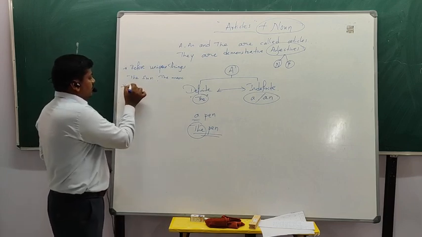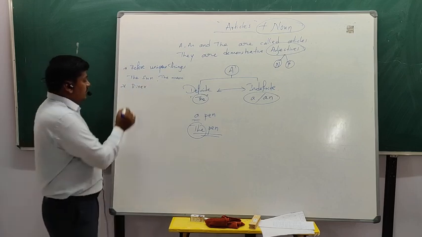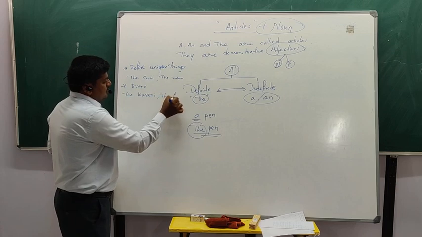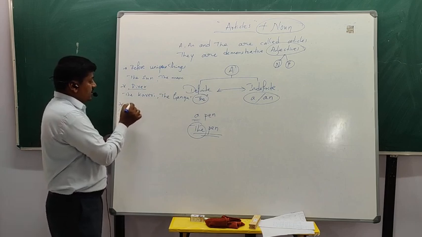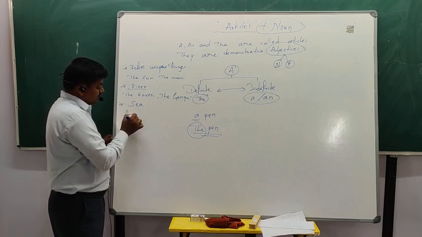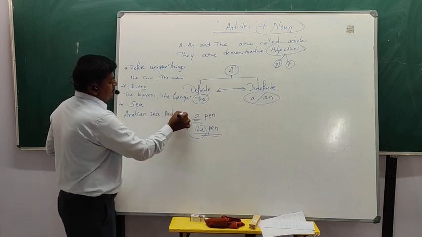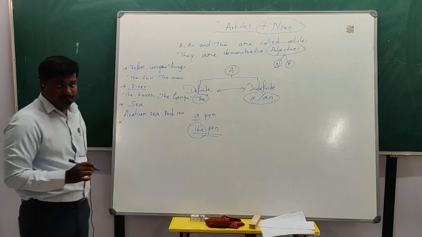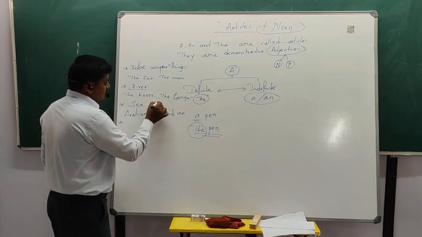And also, before names of rivers we should use the. For example, the Kaveri, the Ganga. So see here, these are names of rivers, so that's why we are using the, and names of seas: the Arabian Sea and the Red Sea, the Black Sea, and like that, and ocean names also, the Indian Ocean. You can write the before names of oceans also.